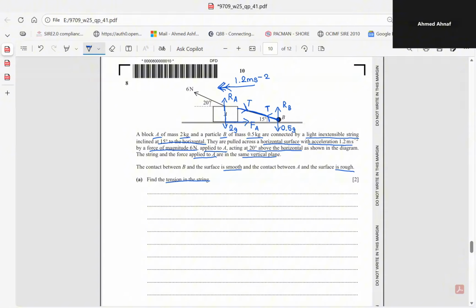So now we need to find the tension in the string. The way we can do this is to separate and isolate the two systems. So you can isolate A and treat it as its own system.